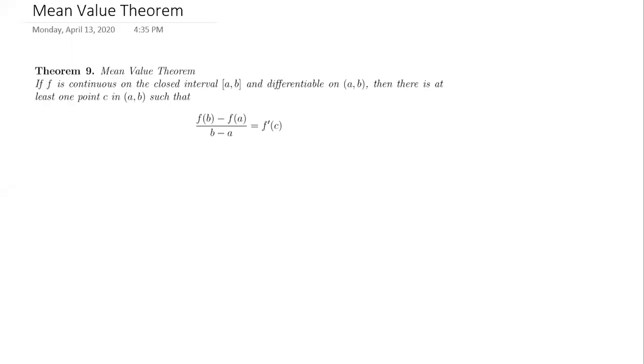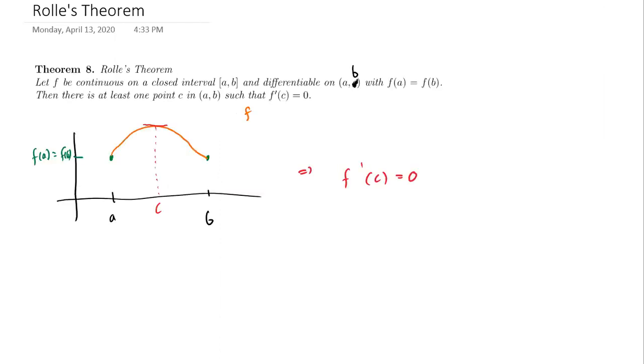Hello class, this is the second video in section 4.6. In the previous video, we talked about Rolle's theorem and did an example of how it works. There were three conditions we had to verify, and if Rolle's theorem applied, it guaranteed the existence of a critical point. So that was the last video.